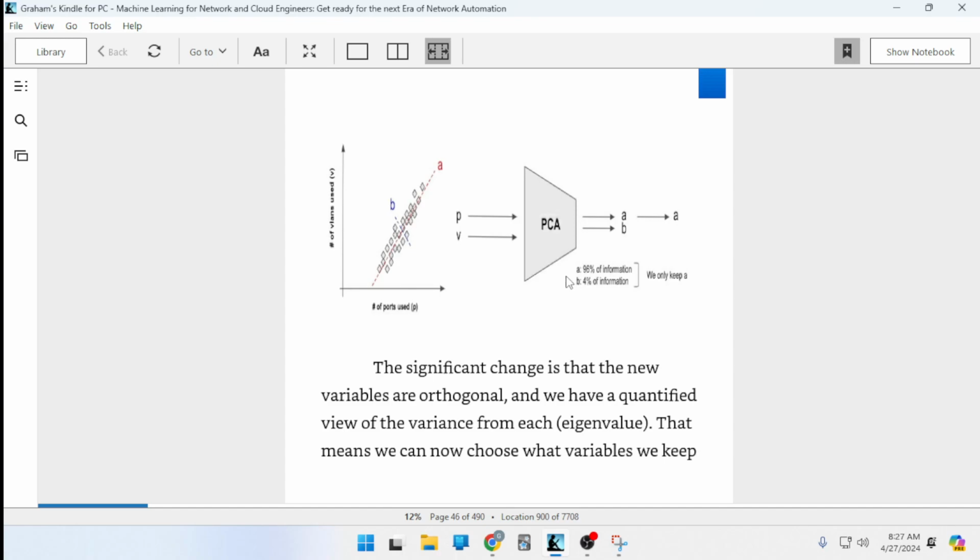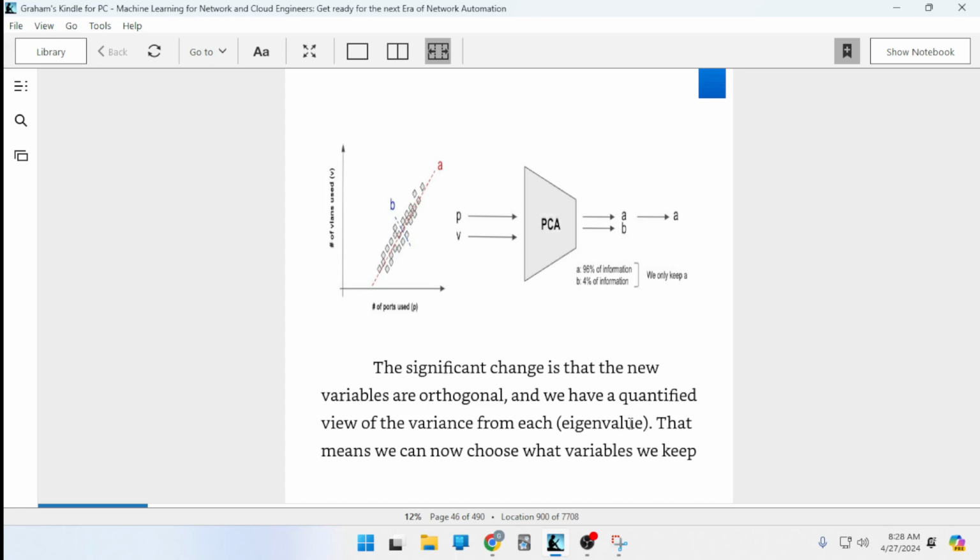And then we get, we're tossing out 4% of the information. The significant change is that the new variables are orthogonal, and we have a quantified view of the variance from each eigenvalue.